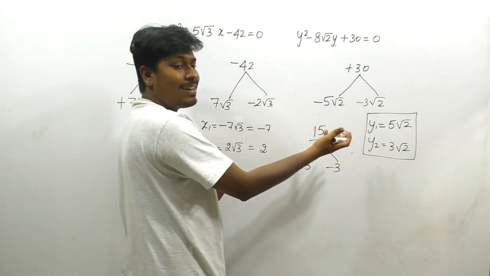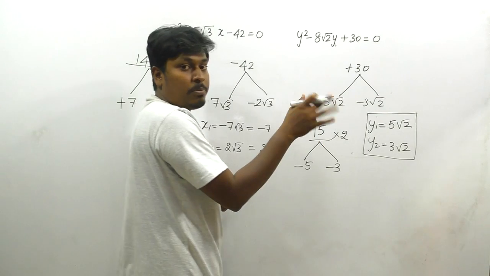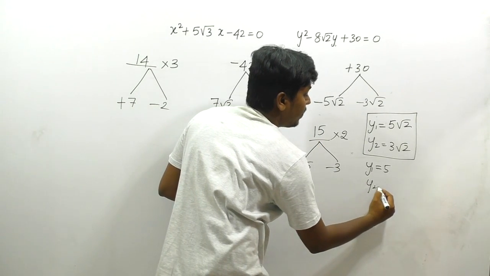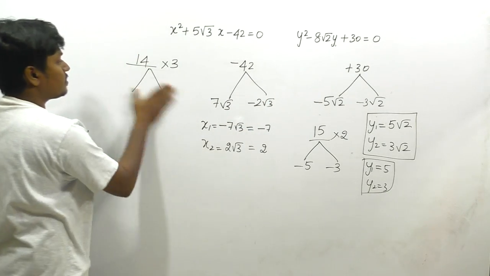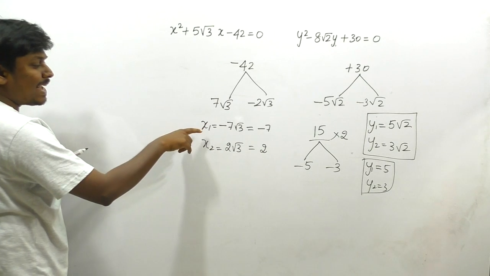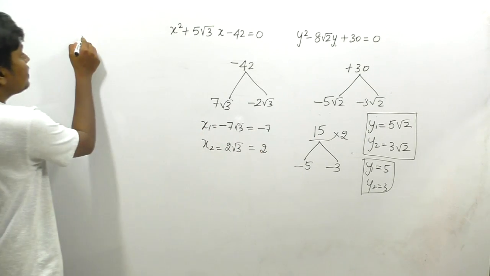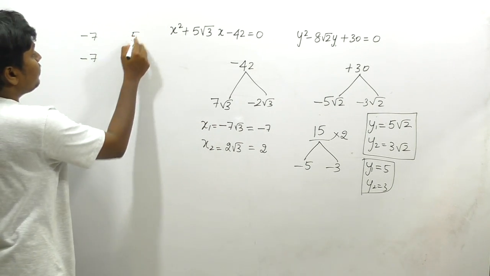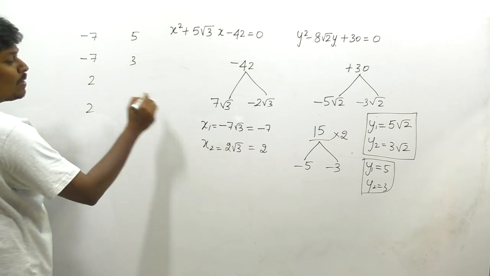So this we can write as, friends, listen carefully, 5 root 2 and 3 root 2, where we know that root 2 is approximately 1. So we can say that y1 equals 5 and y2 equals 3. Now comparison is easy, friends, right? So let me compare all the values. By keeping x1 as constant, I compare with y1 and y2. The x1, which is minus 7, keeping x1 as constant, y1 and y2, which are 5 and 3. Keeping x2 as constant, which is 2, compare with y1 and y2.